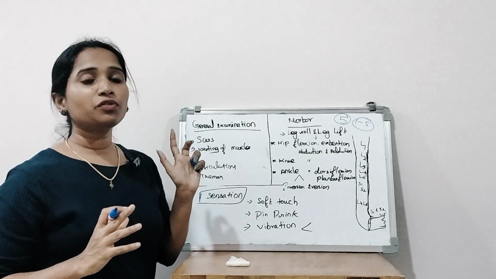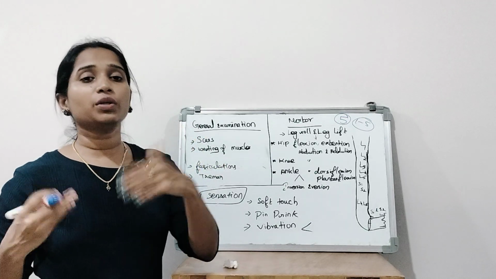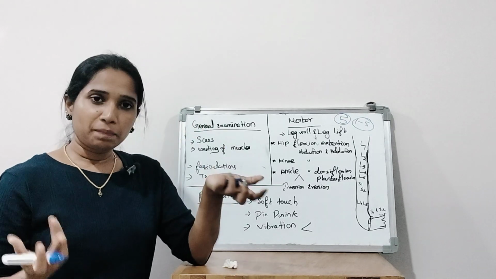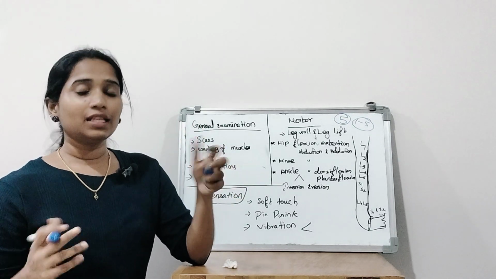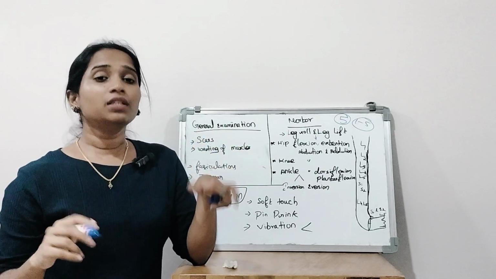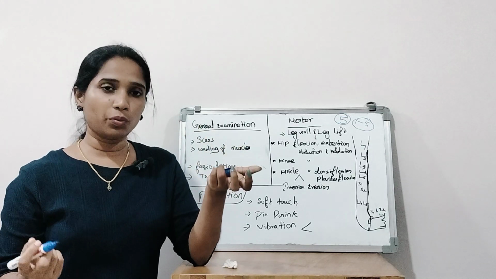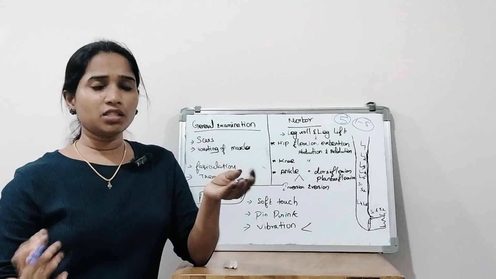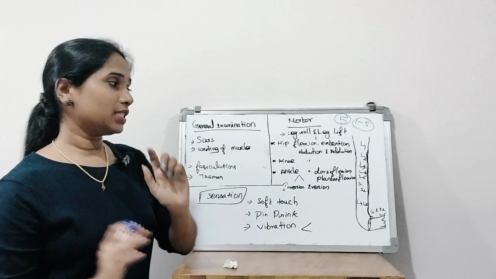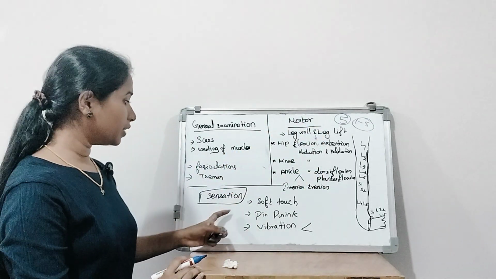If they are able to give full force, then you can give 5. But if the person has hemiplegia or hemiparesis and cannot do anything, then you can give 1. If they are giving some movements, then you can give 2. So according to the patient's condition, you have to increase or decrease the muscle tone. Clear? After completing the motor assessment, you should come to the sensory assessment.